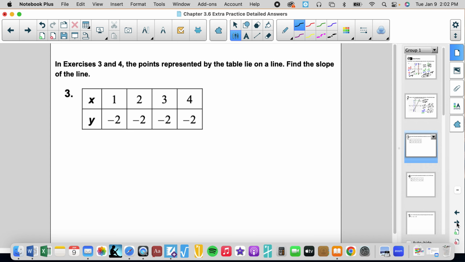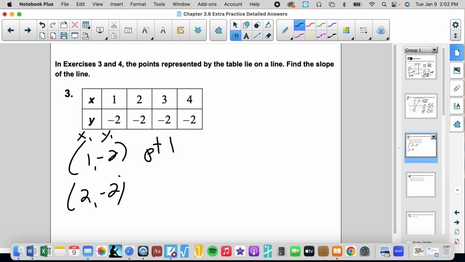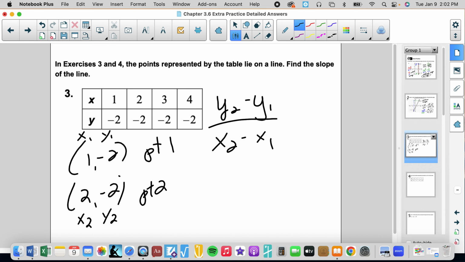Now, points represented, find the slope of the line. We could do a number of things. We can write them as points, and call this x sub 1, y sub 1, because this is point 1. And we can call this x sub 2, y sub 2, because this is point 2. Then you can use this equation, y sub 2 minus y sub 1 over x sub 2 minus x sub 1. So our y sub 2 value is -2 minus my y sub 1, which is -2. My x sub 2 is 2 minus my x sub 1, which is 1.